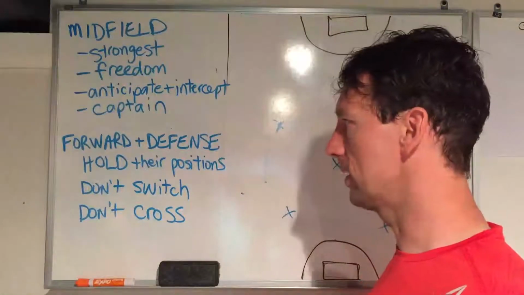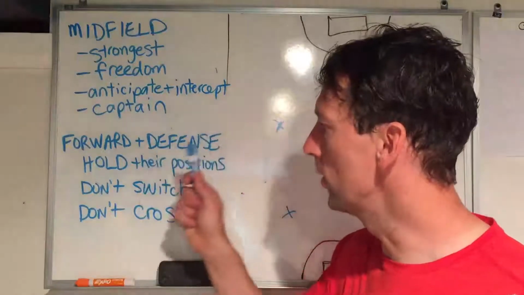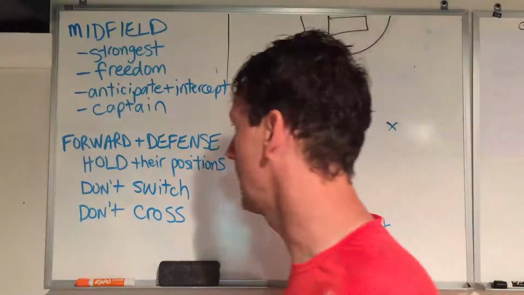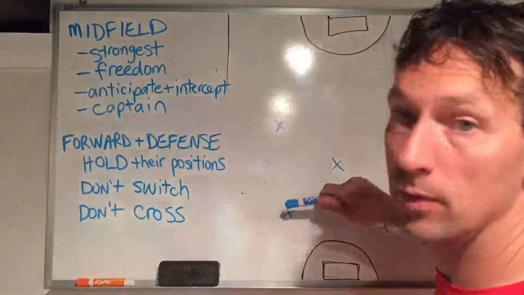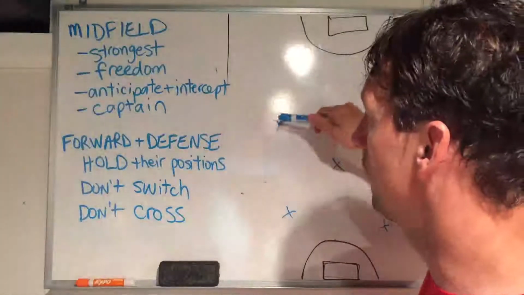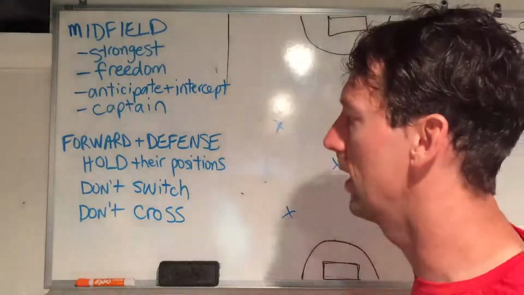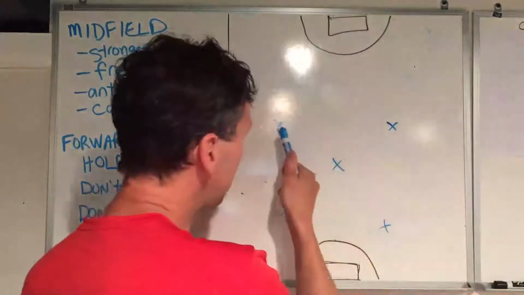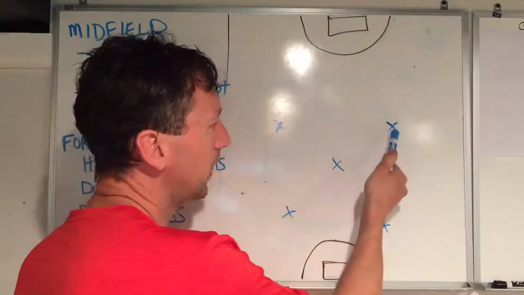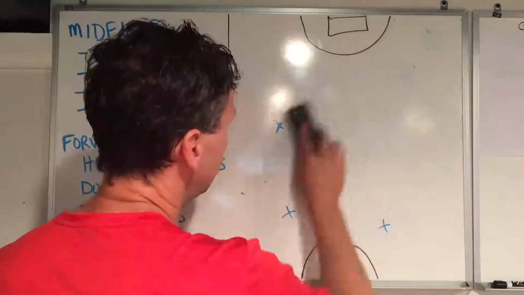Now, forwards and defense. What we've got to do is teach these kids how to hold their positions, okay? We don't want them to switch. If they're defense, they should not be playing forward. And if they're forward, they should not be playing defense. And we don't want them to cross. If you're on the left side of the field, we don't want you to play right side and vice versa. So what does that mean?